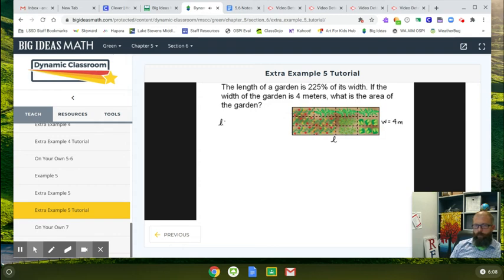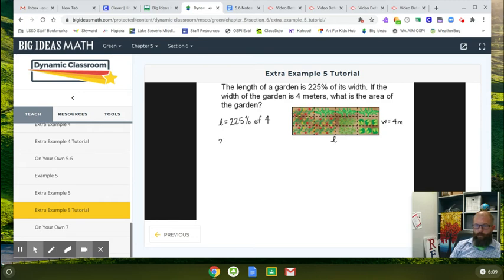We know that the length is equal to 225% of the width. We also know that the width is 4 meters. So to find the length, we will find 225% of 4. Notice that 225% is greater than 100%. This means that the length will be greater than the width. So our final answer for the length should be greater than 4.